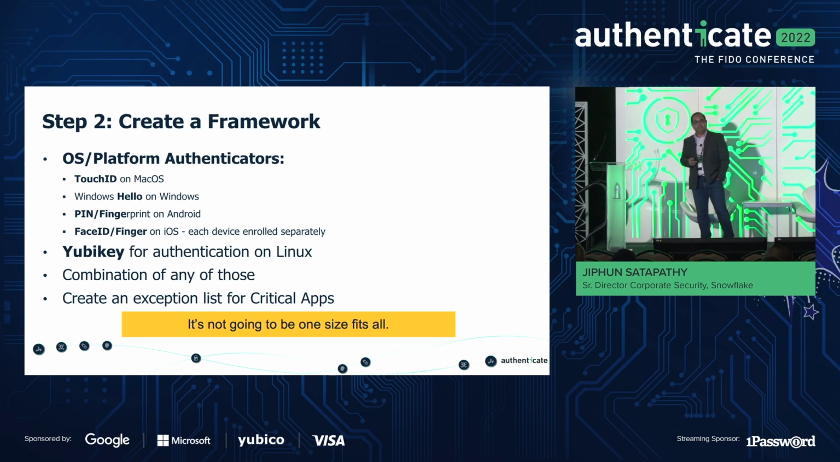We basically decided that for Macs, we are going to use Touch ID. Luckily, we have fairly newer Macs, so they do support FIDO2. We have a small subset of Mac OS devices that did not have FIDO2 compliant authenticators, so we're going to phase those out. For Windows devices, we're going to use Windows Hello. For Android, we were planning to use fingerprint or PIN. Similarly for YubiKeys or any combination of these that we created.